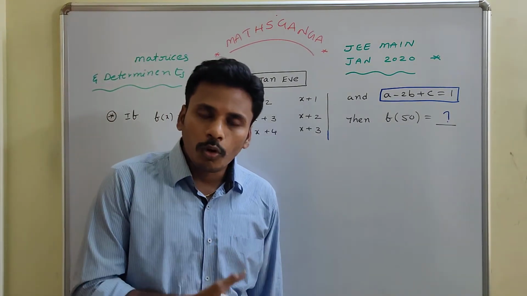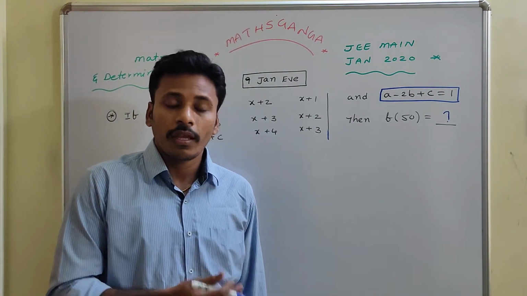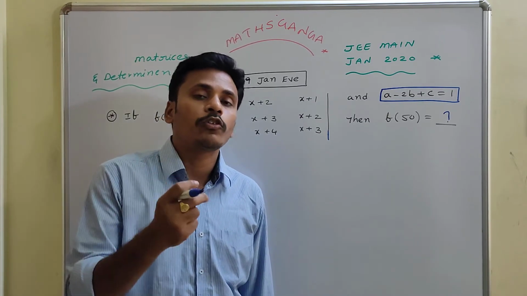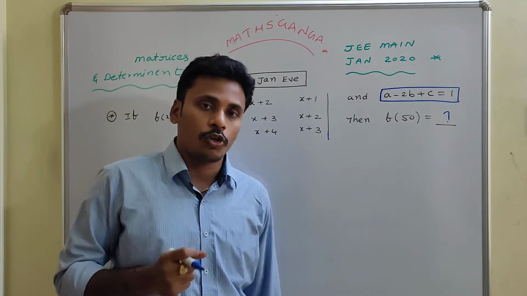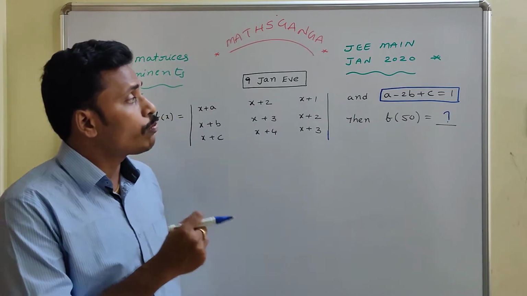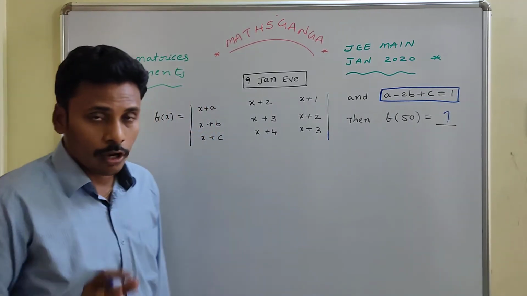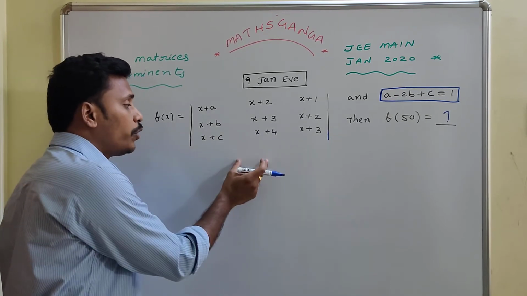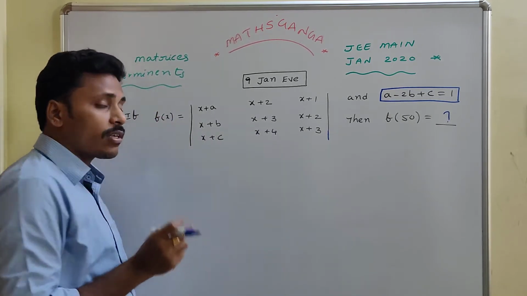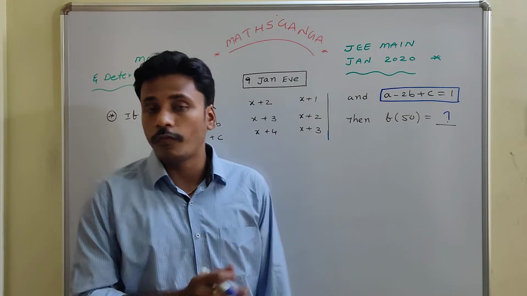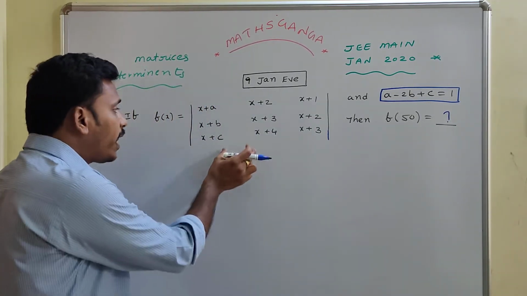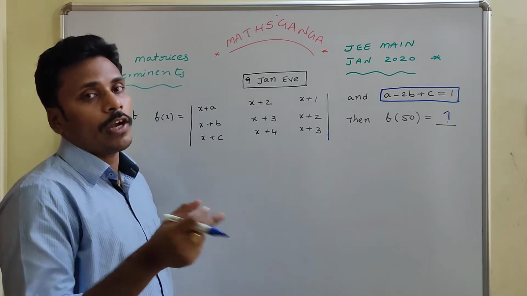So, for most of the Mains questions, the question itself gives you some hints. So you need to observe the question. You need to analyze the question. See here, a minus 2b plus c is equal to 1 is given. Now first of all, I need to find its determinant value, and you need to name that value as f of x. After that, replace x with 50, you will get f of 50. That's the usual process.